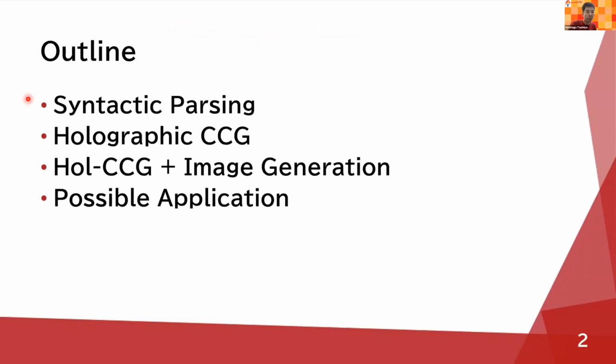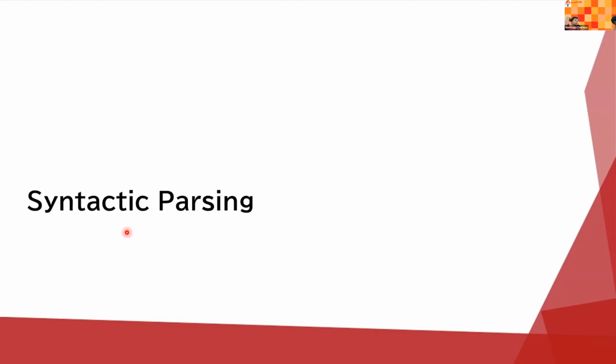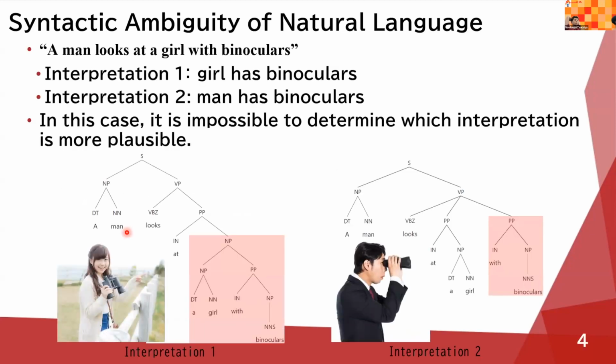The outline is a brief introduction about syntactic parsing firstly, and then our model of holographic CCG. And now I'm trying to use holographic CCG plus an image generation model. And finally, I will talk about a possible application in this Qualia Structure project. Firstly, I will talk about what syntactic parsing is.